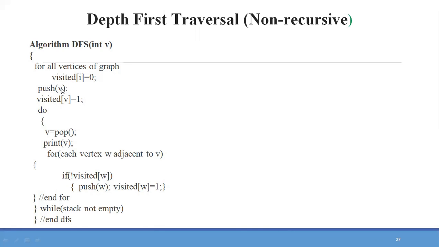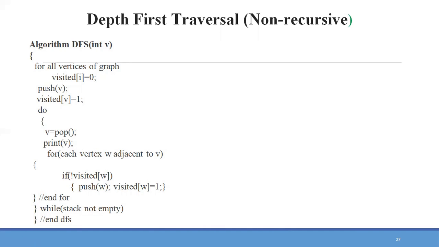Now let's have a quick look at the depth first traversal algorithm. So first of all, for all the vertices of the graph, visited of i is 0. That means you need to create a one-dimensional array, and the size of that array will be equal to the total number of vertices of your graph. Initially, all the entries of that array will be initialized with value 0.